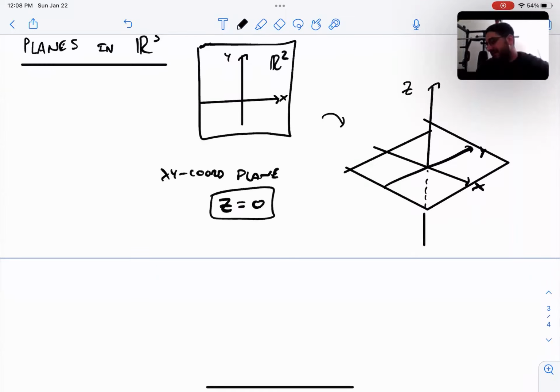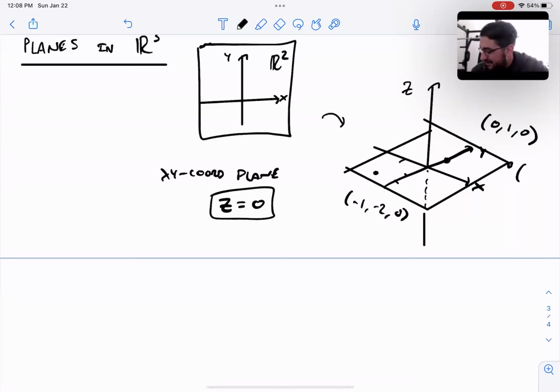The XY coordinate plane, every point in that plane, what do they all have in common? Here's the point -1, -2, comma 0. Here's the point 0, comma 1, comma 0. Here's the point over here, what is that? 3, comma 3, comma 0. Every point in the XY plane has one thing in common, that z equals 0. So one linear equation is going to specify a plane, because you've essentially thrown out one degree of freedom from your three-dimensional space.